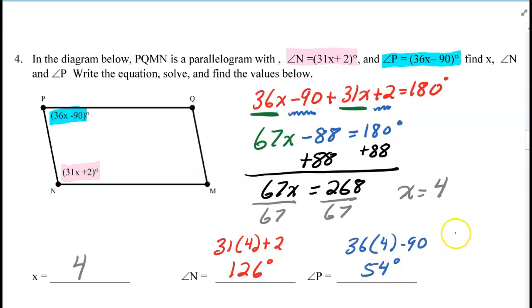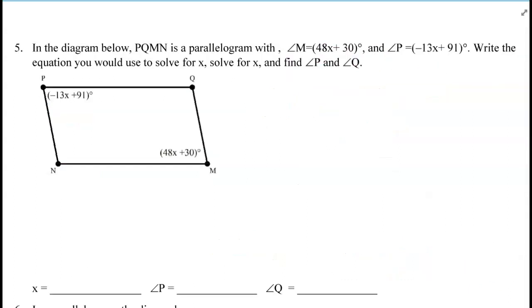And just to check the work, I'm going to do a little check here. Those two angles, 126 plus 54, they do add up to 180. So I know I did the work correct. Let's take a look at example number 5.